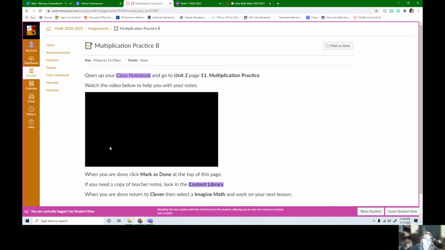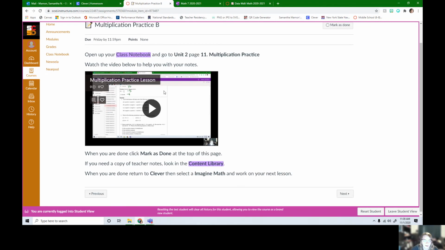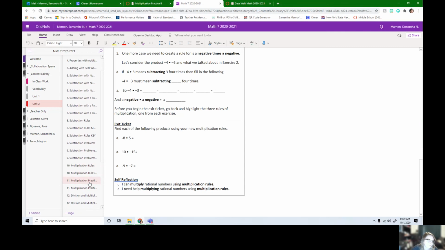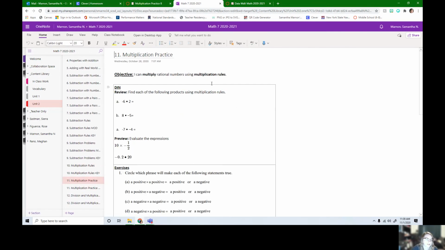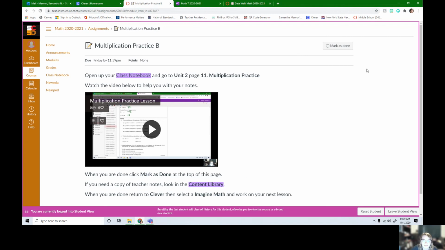So here are our directions. We're doing this in class. There's a video right here if you're absent or missed class or you just want it again. It's going to be Unit 2, page 11, and it's going to look like this. It has a bunch of practice on multiplication here. When they're done with class notebook, they click mark as done.